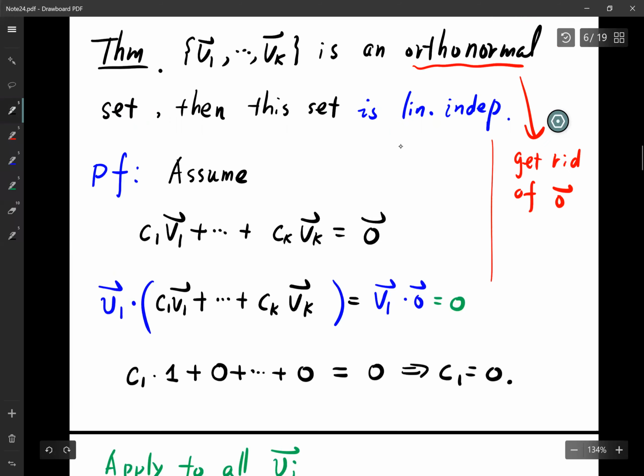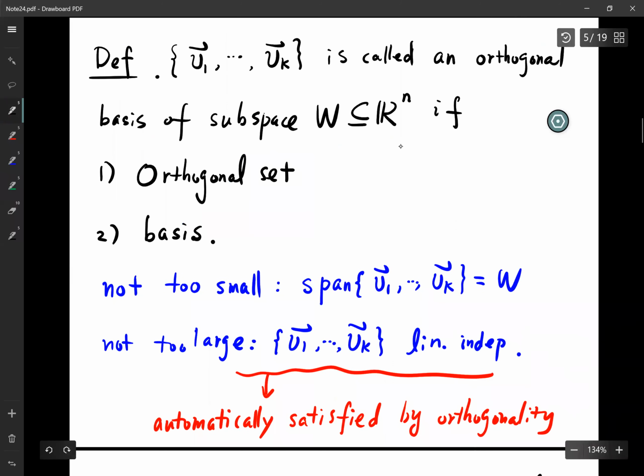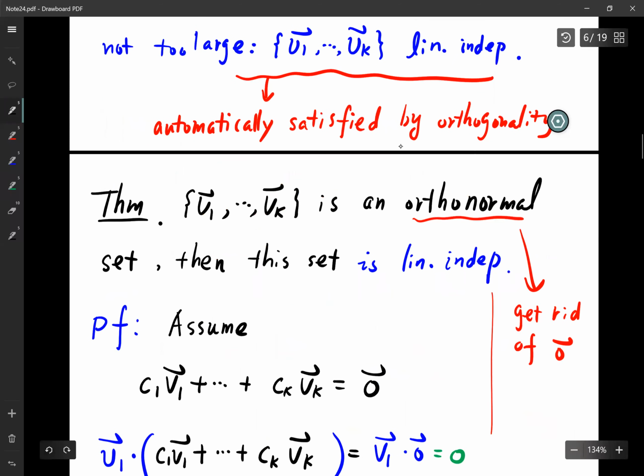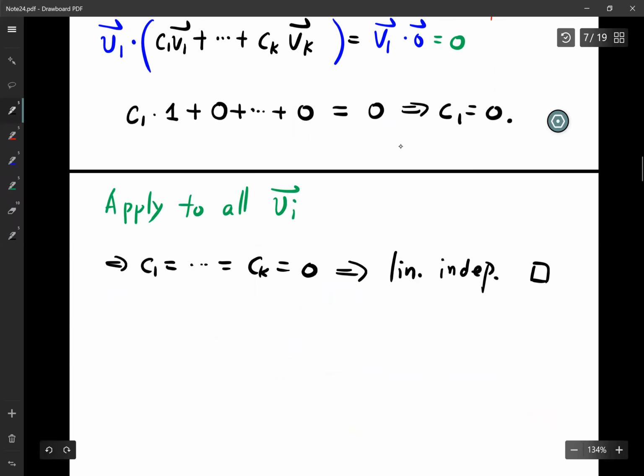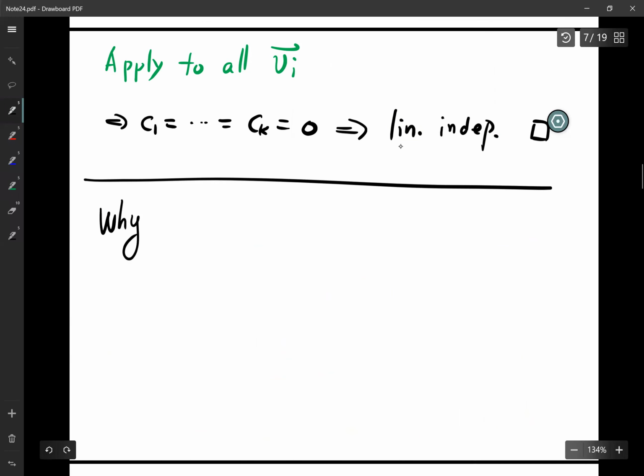Okay, so now you see that if you already have an orthogonal set, then all you need to check is whether it's a basis. All you need to check is whether the span is indeed equal to W. It must be linearly independent. Now let's say why an orthogonal basis or orthonormal basis is useful.